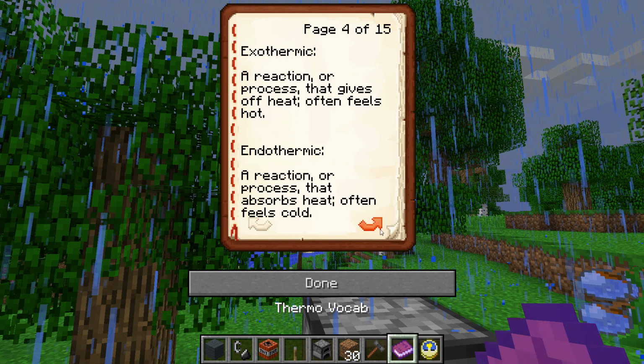The text got cut off right there. Exo and endothermic, a reaction or process that gives off heat or absorbs heat, even though cooking doesn't feel cold. If you define the pork to be the system, that it's cooking, it's the endothermic process.